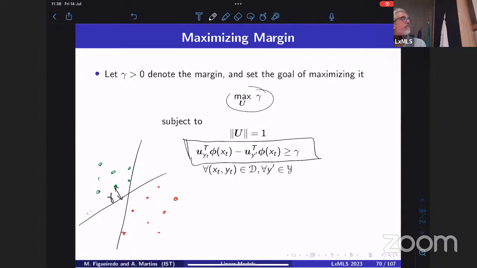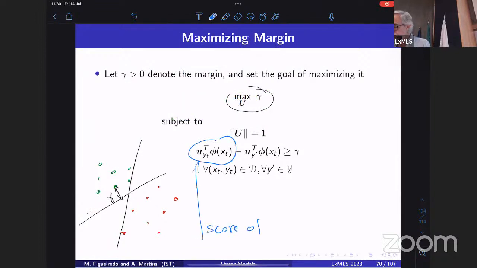What is written in there is the score. Let me erase this. So this is the score of the correct class. And this is the score of all the other classes. So for each y prime, it's the score of a different class.